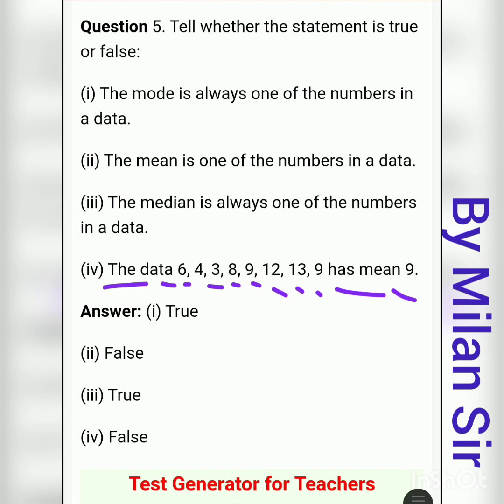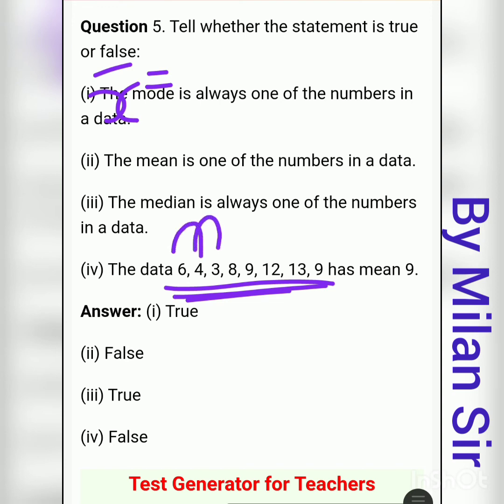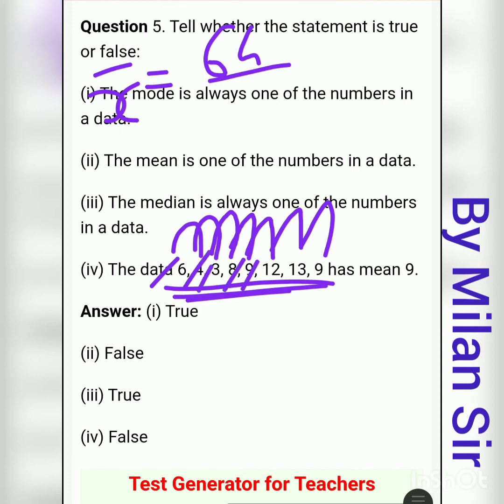The data 6, 4, 3, 8, 9, 12, 13, 9 has mean 9. So we need to check here. Mean x bar is equal to, in the numerator we need to write the addition of all these numbers. So 6 plus 4 is 10, 10 plus 3 is 13, 13 plus 8 is 21, plus 9 is 30, plus 12 is 42, plus 13 is 55, plus 9 is 64, divided by total numbers: 1, 2, 3, 4, 5, 6, 7, 8. So total numbers is 8.